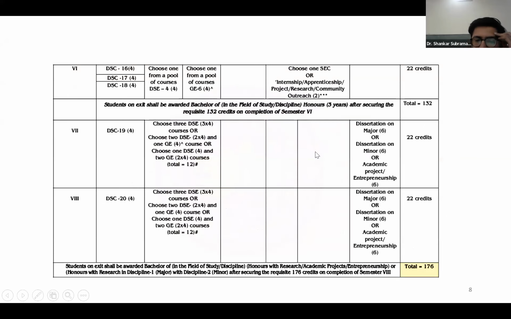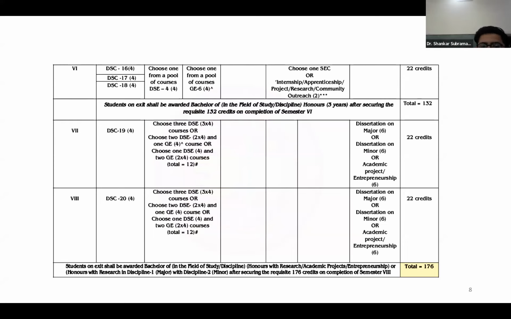And in the sixth semester also, we have the same structure as the fifth semester, where there are three core papers, discipline-specific core papers, and one elective paper, compulsory elective, as well as one generic elective paper as compulsory to be taken with an SEC. So with these, the 3 years are completed and the student accumulates 132 credits and he or she will be eligible for Bachelor of Honours with 3 years and with 132 credits in the completion of six semesters.